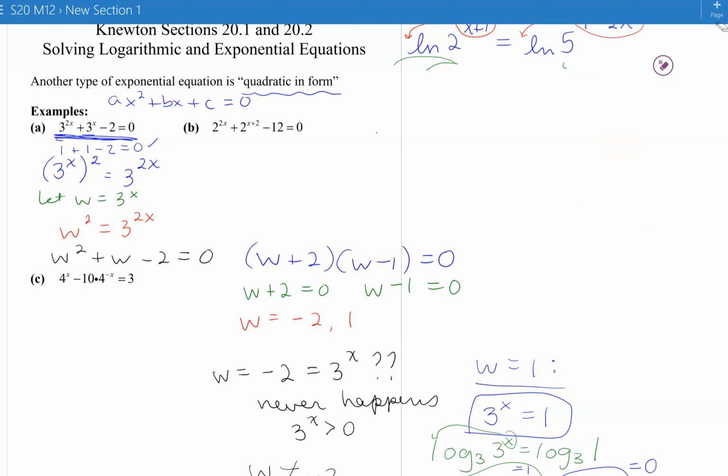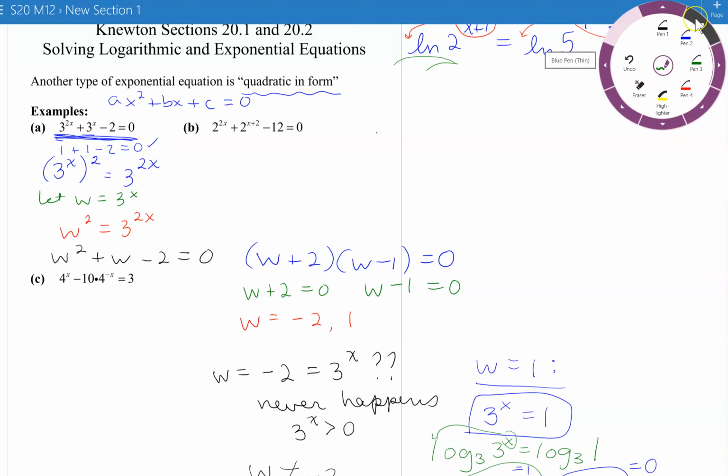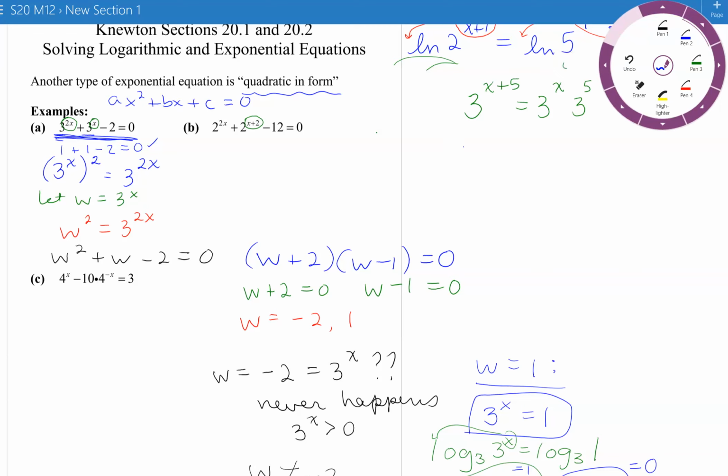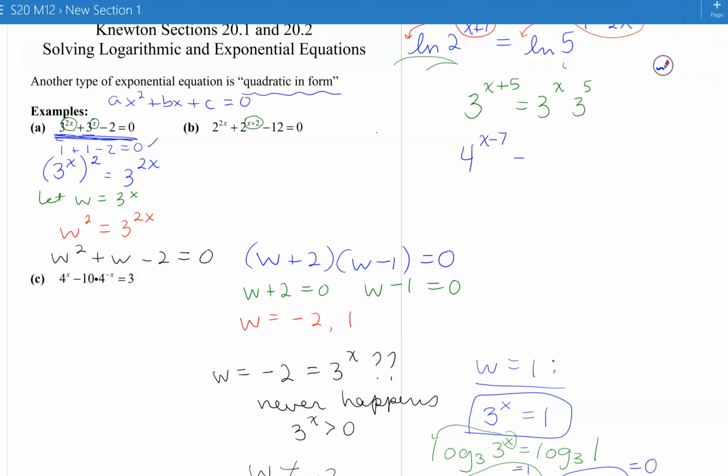Okay, so the next one's a little trickier. We just kind of get a little trickier and a little trickier. So this had exponents of 2x and x. Well, now I see an exponent of an x plus 2. So let me just show you some examples. If I have 3 to the x plus 5, can you see that we can write that as 3 to the x times 3 to the 5? Because the exponents add. And then if we have 4 to the x minus 7, we could write that as 4 to the x times 4 to the -7, because those exponents are going to add.